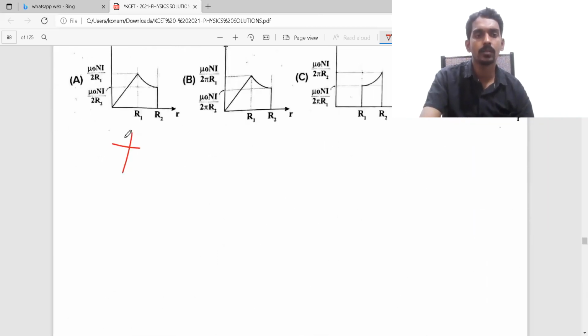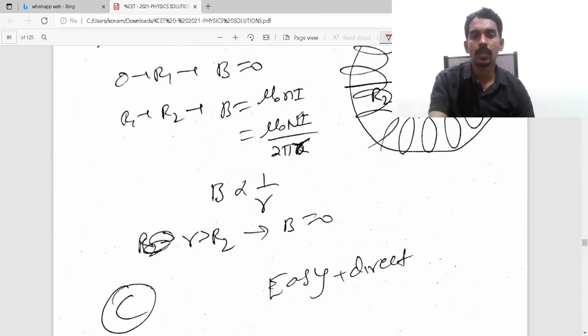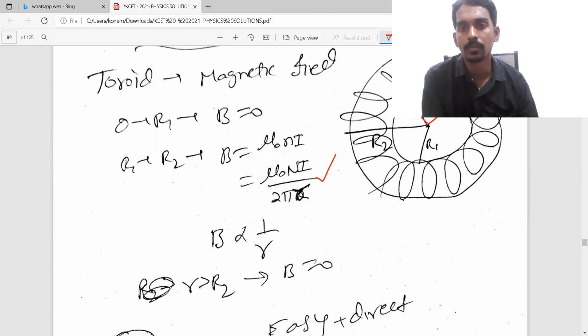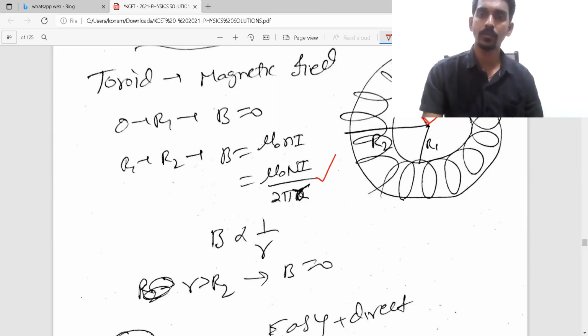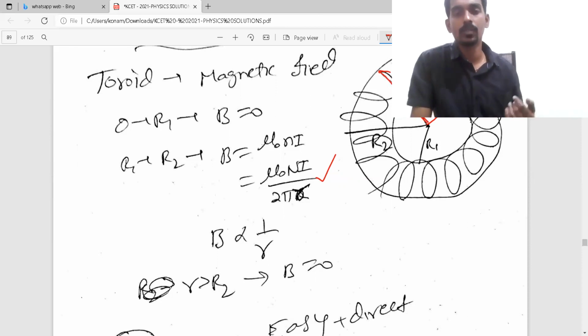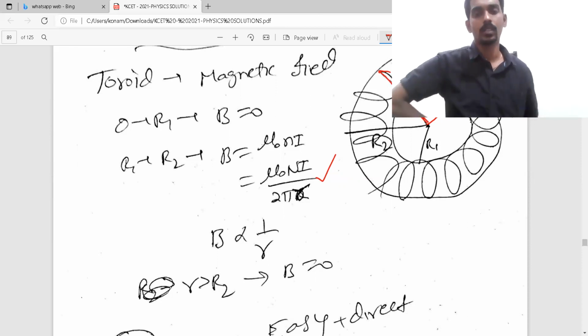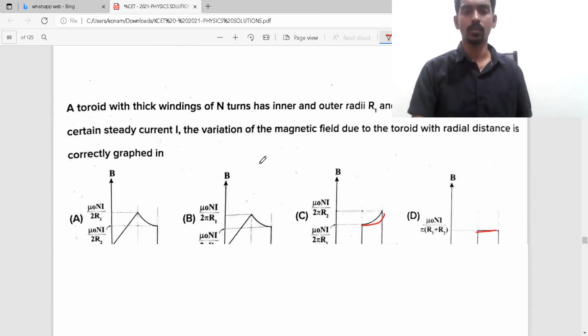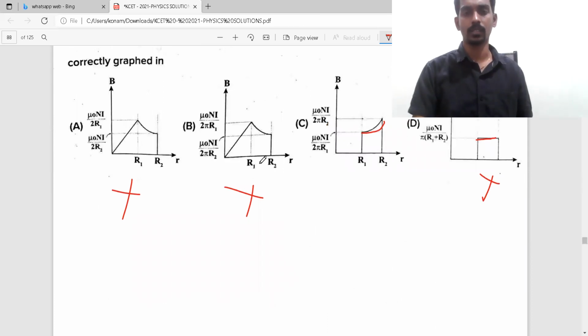See, this option is wrong because from 0 to R1 the field is there. And this option is wrong because the field is not constant. Field varies with the distance, because the field formula is mu naught N i by 2 pi R, where R is the distance of the point from the center. So R increases from the inner to the outer edge. That's why, as R changes, the field also changes. So that's why you need to take that relation.